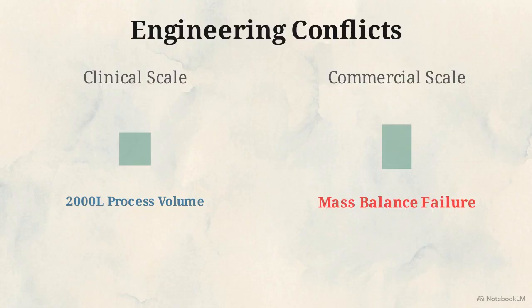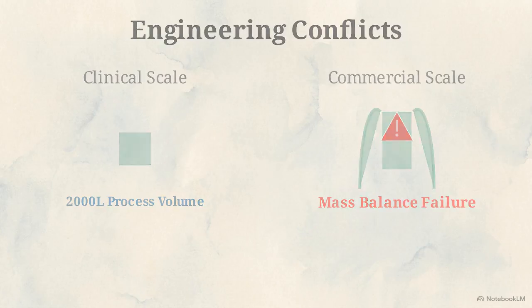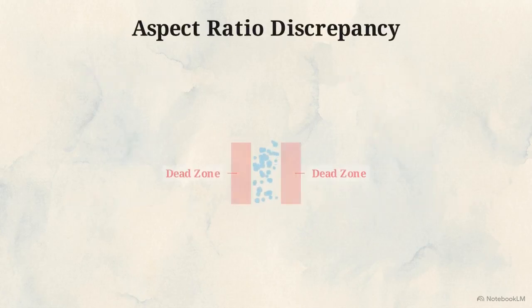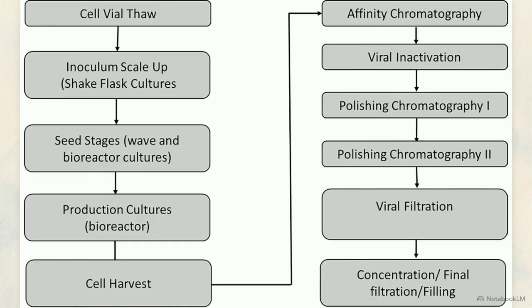We see immediate mass balance failures, where scaled-up liquid volumes overflow existing ultrafiltration tanks, alongside aspect ratio discrepancies that alter how gases mix into the cell culture. This diagram outlines the complete sequence of bioprocessing steps, spanning from the initial cell vial thaw through upstream cell culture, downstream purification, and final fill finish. Every one of these unit operations has to be successfully mapped onto the receiving facility's hardware.